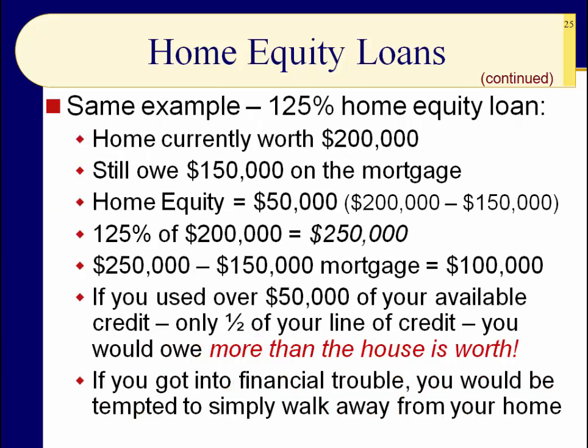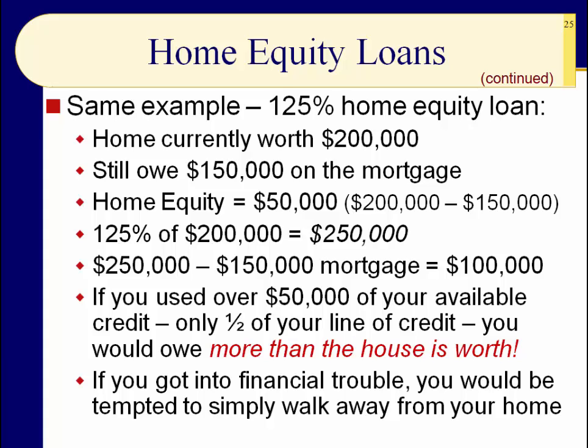Now let's take the same example that we had before, but this time with a 125% home equity loan, okay? So the home is still worth $200,000. You still owe $150,000 on the mortgage. So the home equity is like before $50,000, which is 200,000 minus 150,000. Now, 125% of 200,000 is 200,000 times 1.25, equal to $250,000. But wait, you still have the mortgage, right? So you deduct the 150,000 and you can borrow up to $100,000.